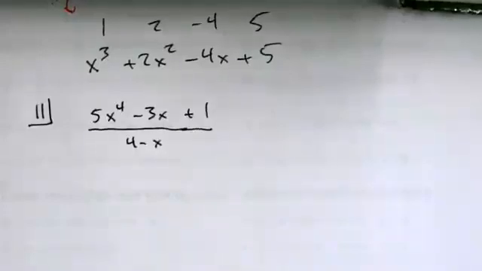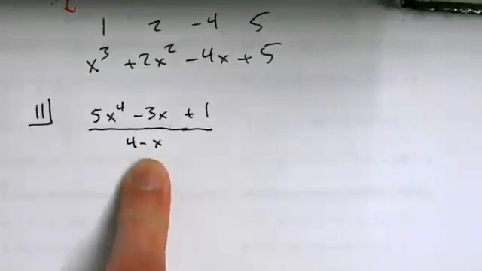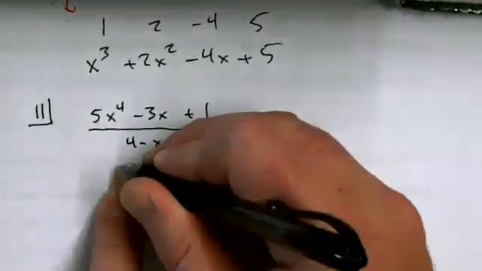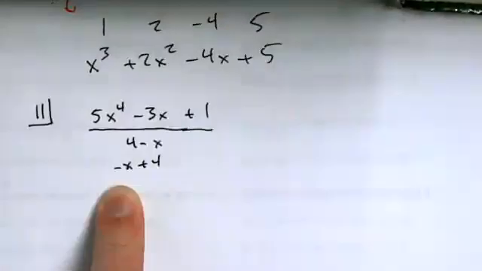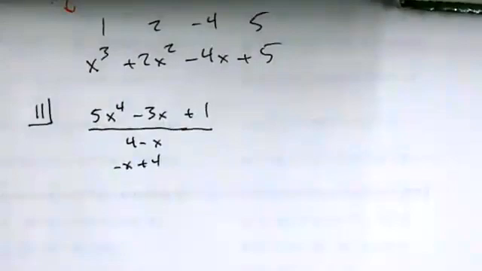All right, now I can't divide by 4 minus x using synthetic division because it's not in the correct format. The correct format would be x plus or minus something. I could write it as negative x plus 4, but that's still not in the right format, right? But we could factor out a negative 1.